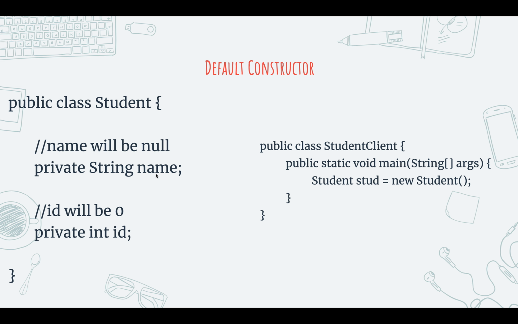And then the value that gets set in name will be null, null meaning that there is nothing there, right? So it's null. That's actually a Java keyword. And in ID, it's just going to simply store 0.